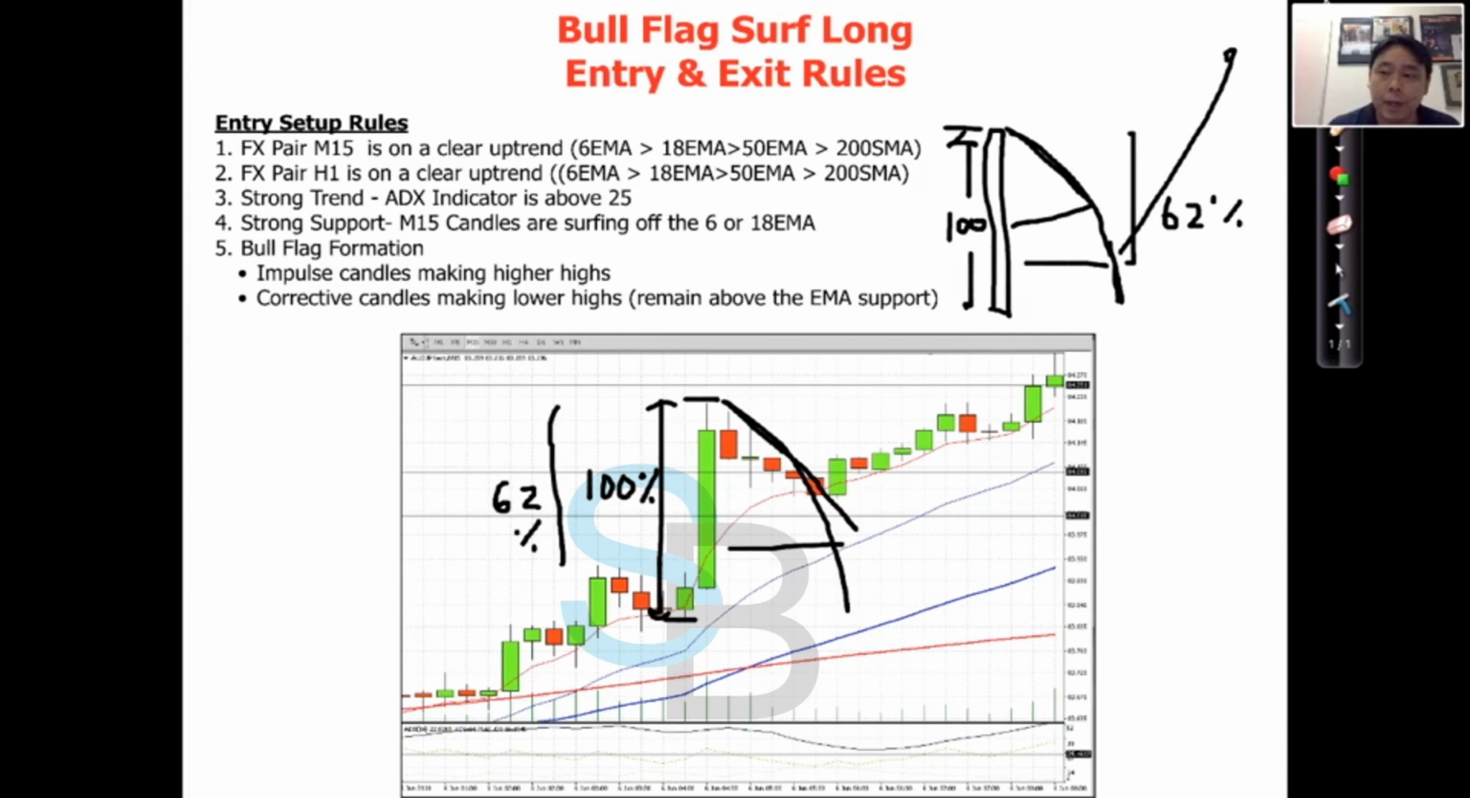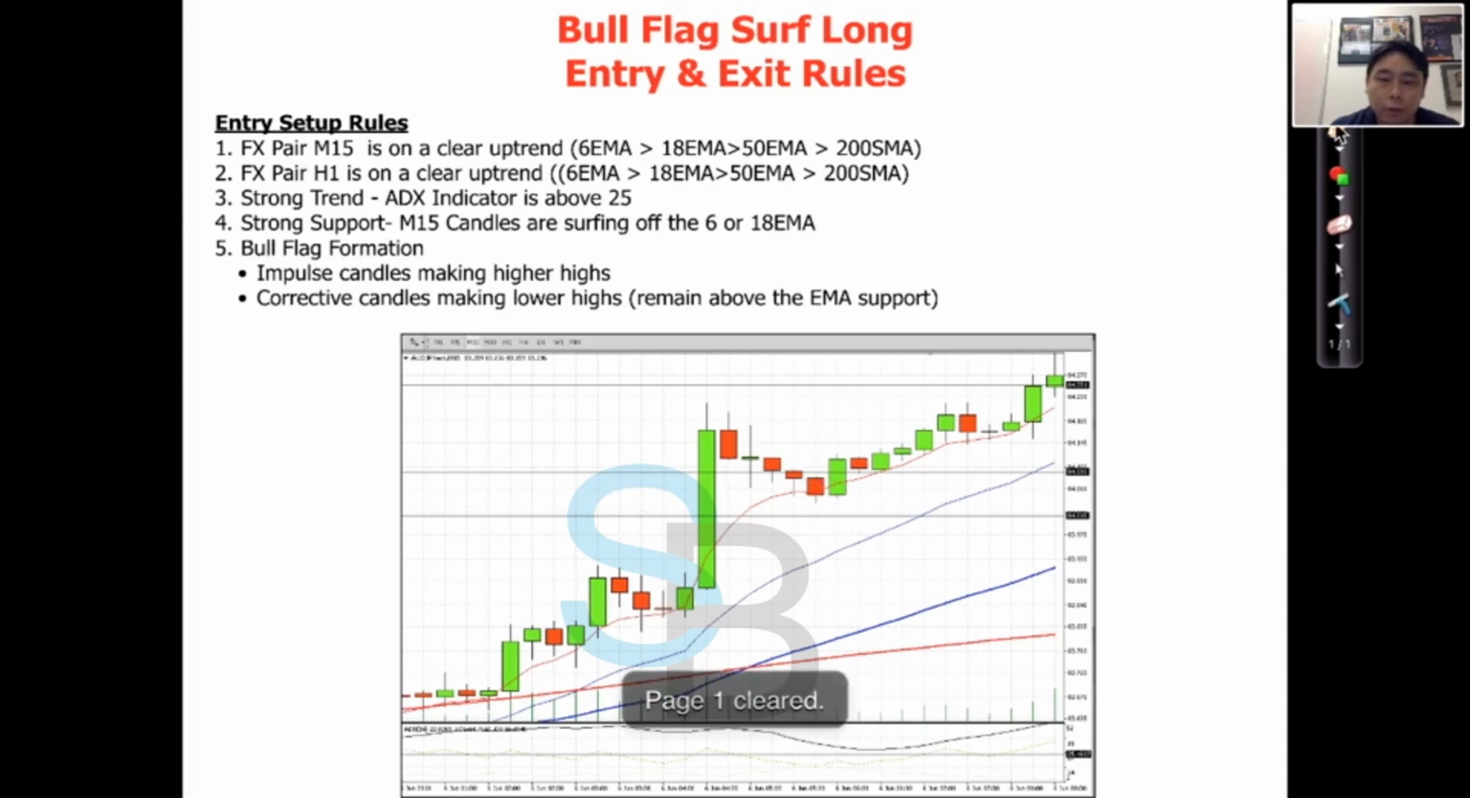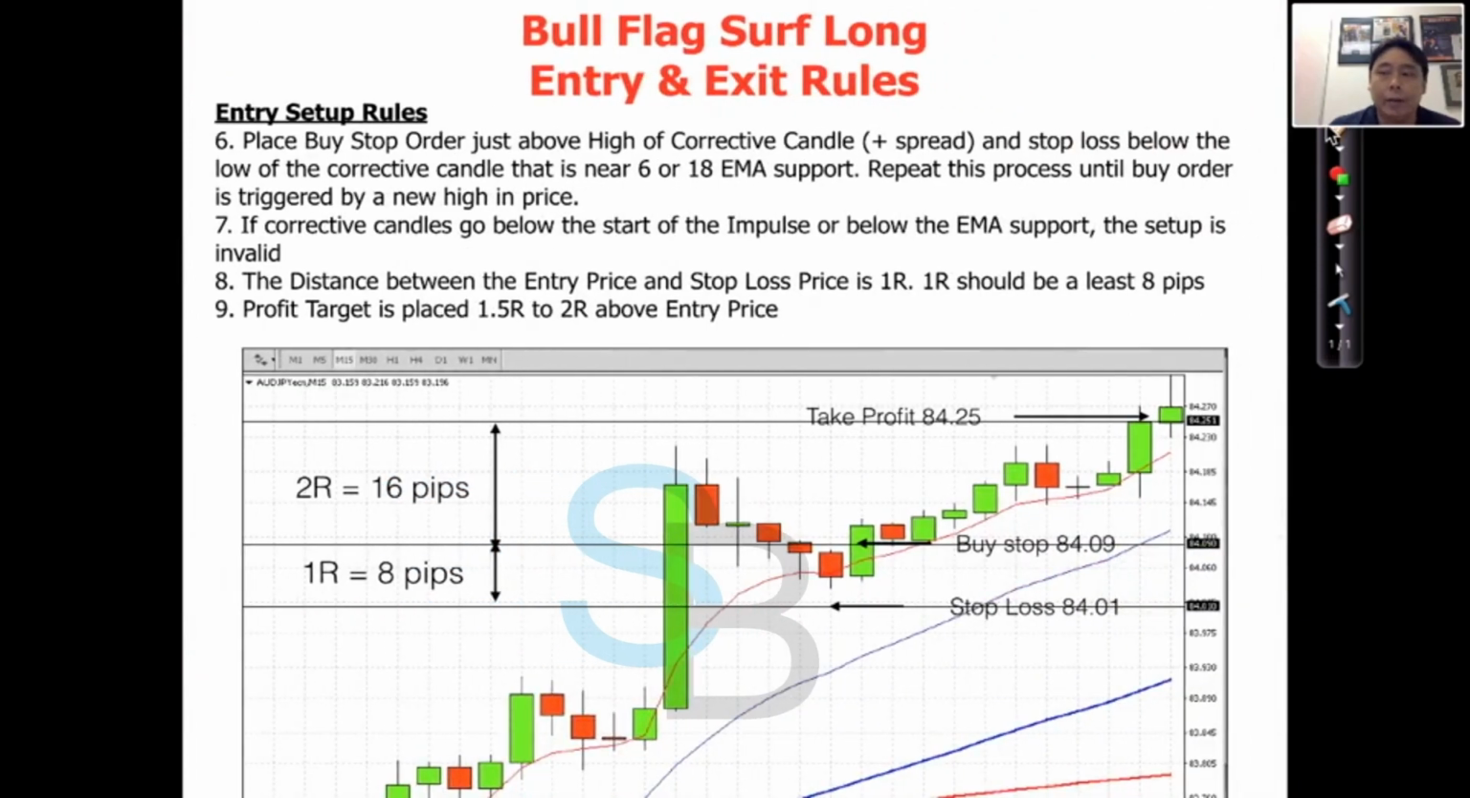Again, if you understand Fibonacci, is what we call the Fibonacci level, or rather it's 61.8% to be exact. Okay, and again, more importantly, the corrective candles cannot go below the 6 or the 18 moving average. Okay, so for example, if it went like that, below the 6, that's no longer a valid setup, because it broke below the wave. Okay, do we understand? Good. If you don't, send me an email. Check it out. You gotta understand that. Okay, great. So let's continue.